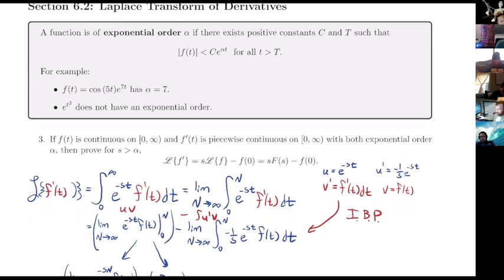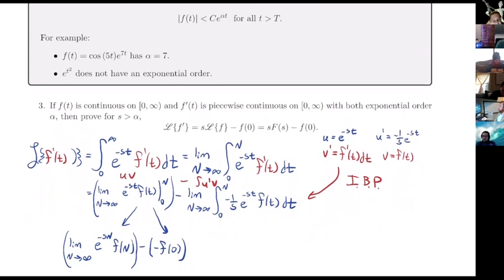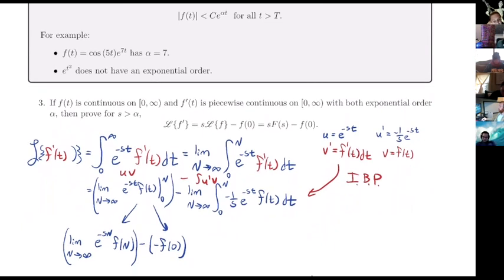So then let's think about what happens for each of those two terms. This first piece over here, right, this is our uv term. We don't have to integrate this, but we need to evaluate it at the limits of 0 and n as n is going to infinity. Evaluating this at 0, I would get e to the 0 times f of t.